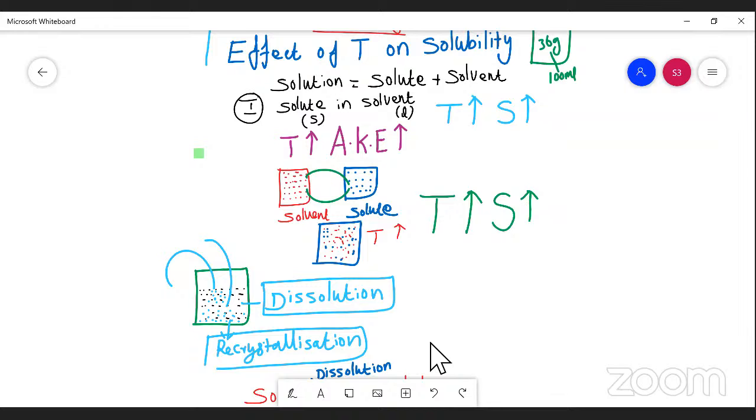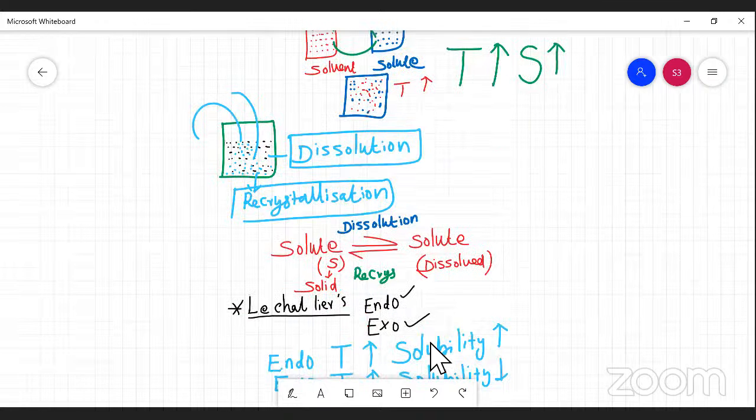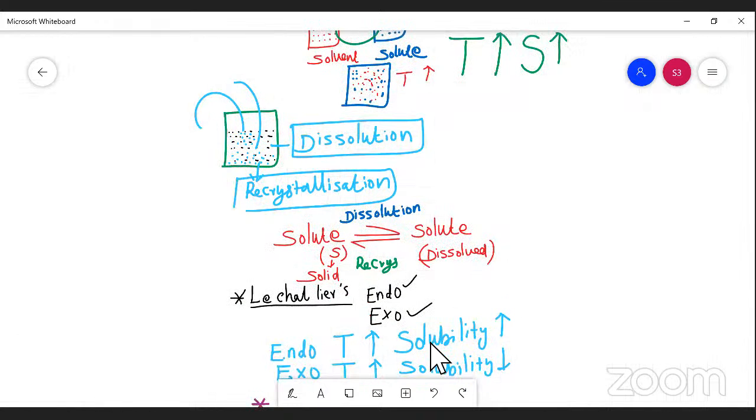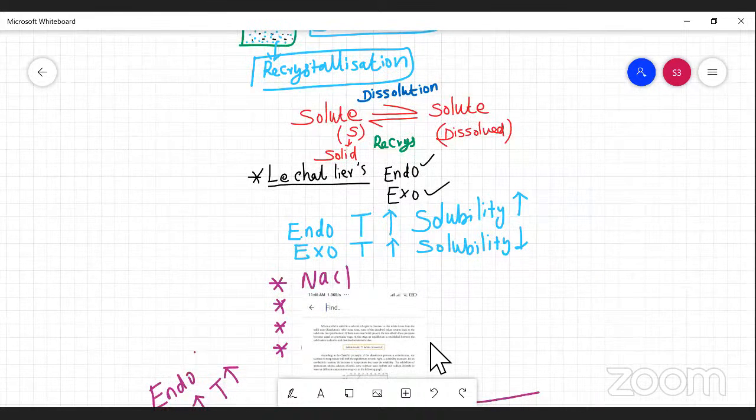When you add a small amount of solute into the solvent, that process is called dissolution. I explained that with the use of sugar and water. If you add more solid particles, then they start to precipitate. That is called recrystallization. So when dissolving, an equilibrium exists between the solid solute and the dissolved solute. When a solid solute dissolves, it is called dissolution. When the solute forms solid particles again, that is recrystallization. Whenever an equilibrium exists, you may apply Le Chatelier's principle.